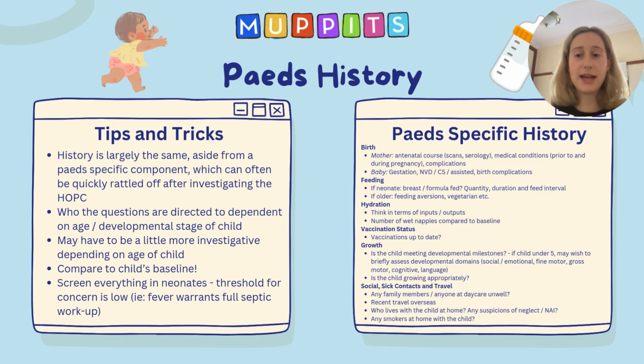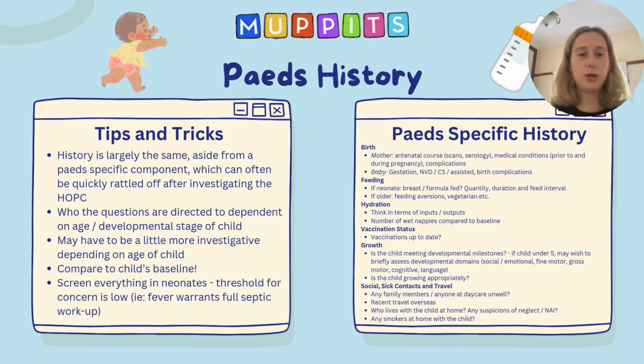So going through the PEDS specific history now, if you have a look at Ben Amberg's notes, there's a not quite family-friendly mnemonic that I'll keep out of this video recording, but can be very helpful for remembering the PEDS-specific history. But in terms of looking at birth, first of all, breaking it down into mother and baby can be a useful framework to think of it. So in terms of the mother, the antenatal course, including scans and serology, medical conditions prior to and during pregnancy, and any complications of pregnancy as well.